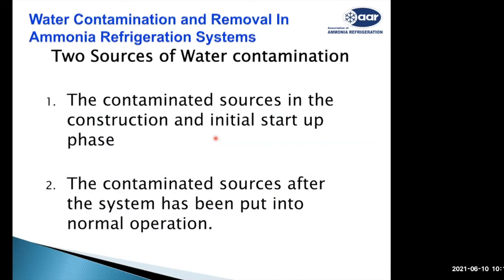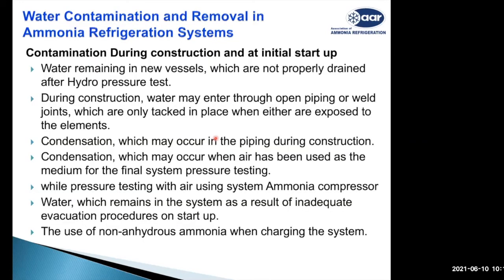So how will this water come into my plant? There are two ways by which water can come into my plant. One is during the time of construction, during the initial starting phases. Another is when my plant is running. Of course, these are the only conditions. When my plant is under construction or in the initial startup, many times people do the hydraulic testing of a pressure vessel, which is not actually recommended. As AAR, we recommend doing the pressure testing using dry nitrogen.